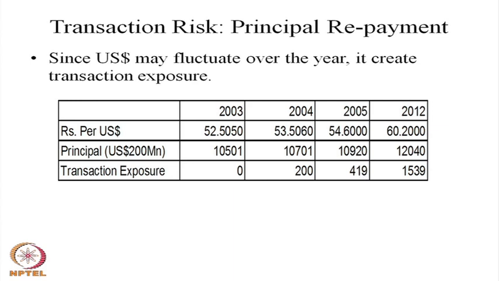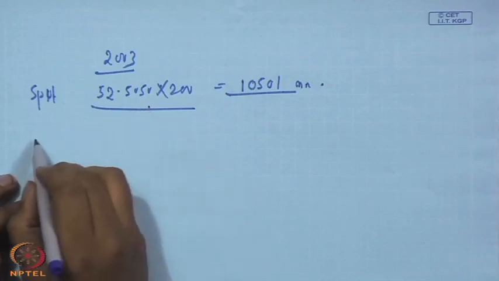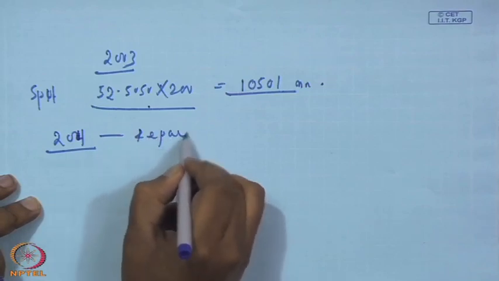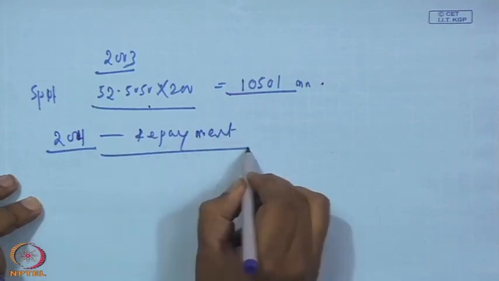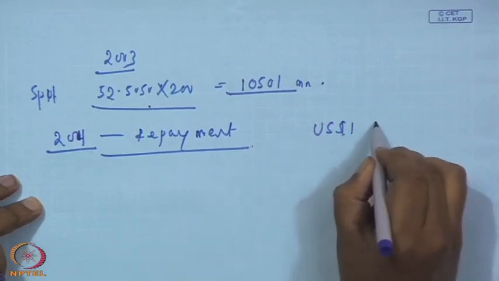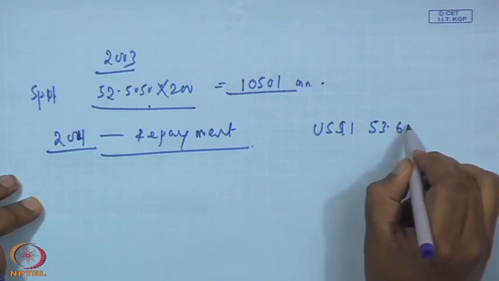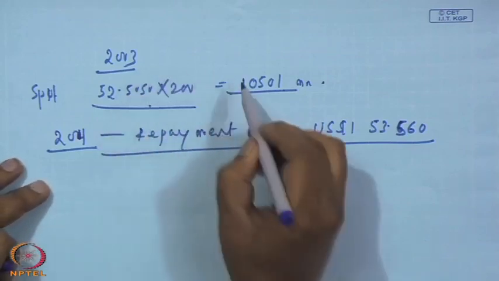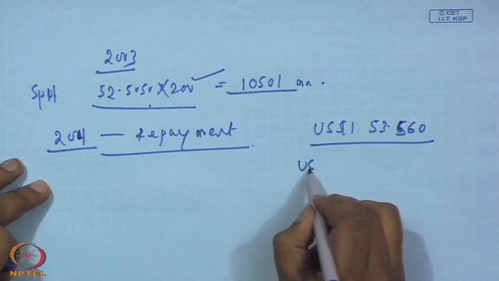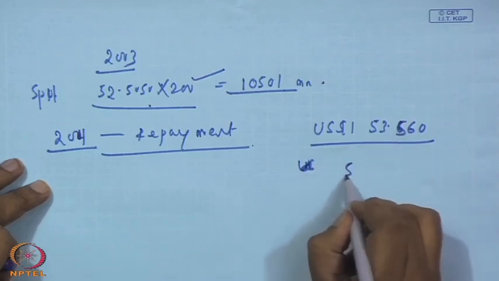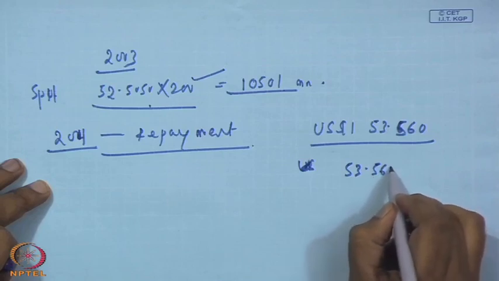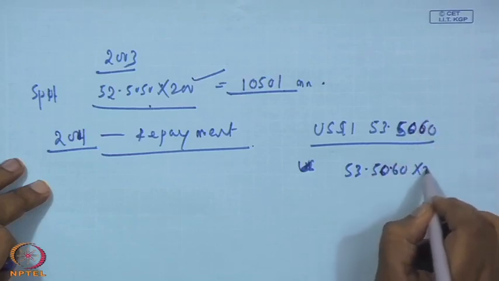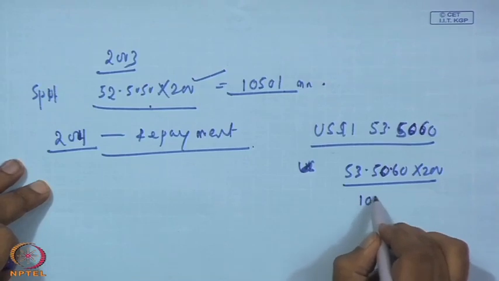But how do we calculate this? I have calculated with 52.50 as the spot rate. Now, suppose in 2004 you wanted to repay, repayment of principal took place in 2004. In 2004 the US dollar is 53.50, suppose it may be different. How much would he repay? $200 million. So the rupee rate is 53.50, so how much would he repay? 53.50 into 200, so this amounts to 10,701.